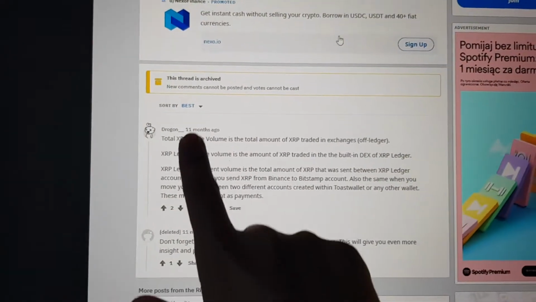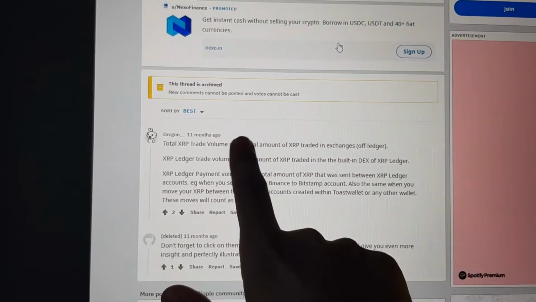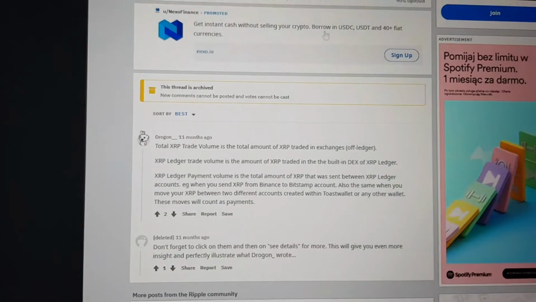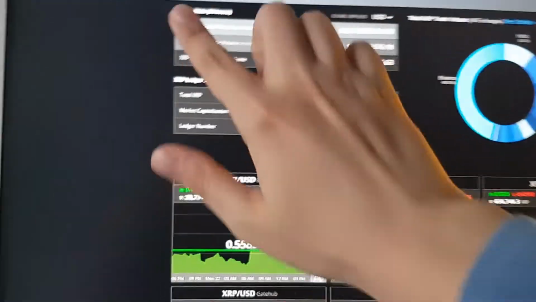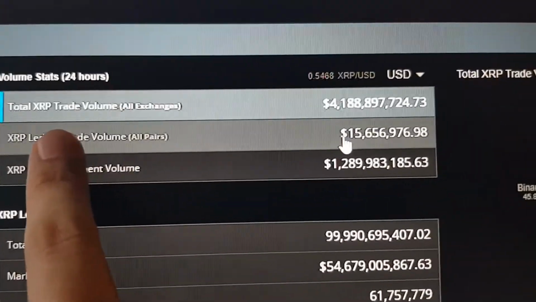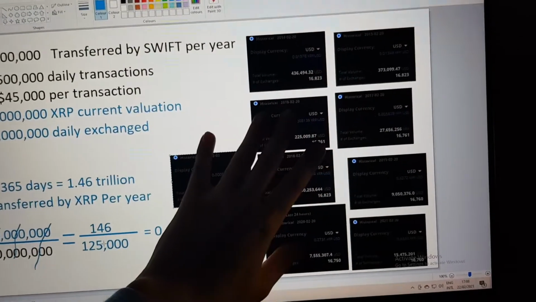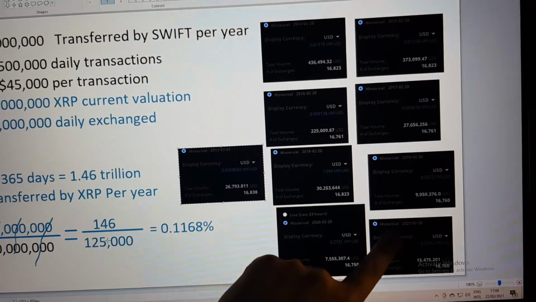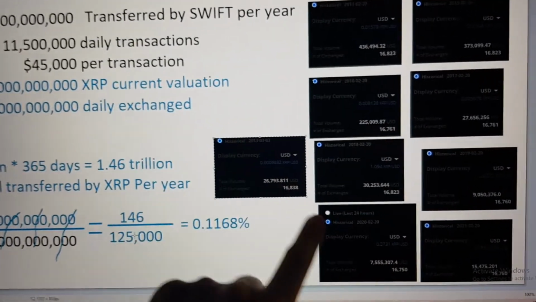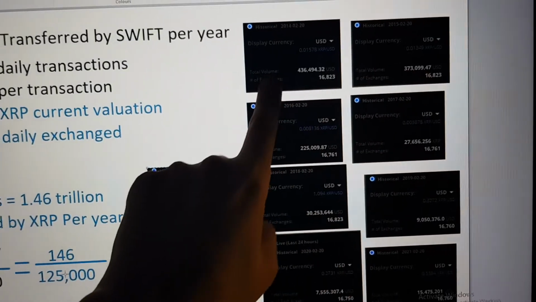But if you want to do it yourself, please pay attention to these and pick the one that you think best fits your calculations. So let's try to find historical data for the rise in total XRP trade volume. Okay guys, I've looked at the historical data, and for every year on the 20th of February, I took a snapshot of what the total trade volume was.